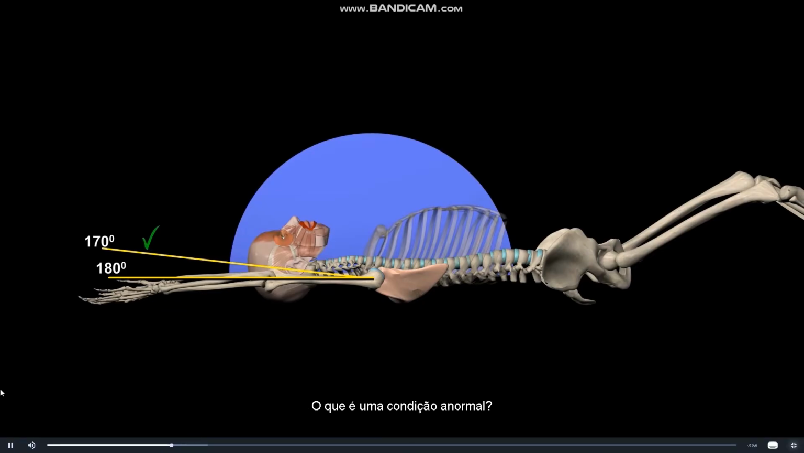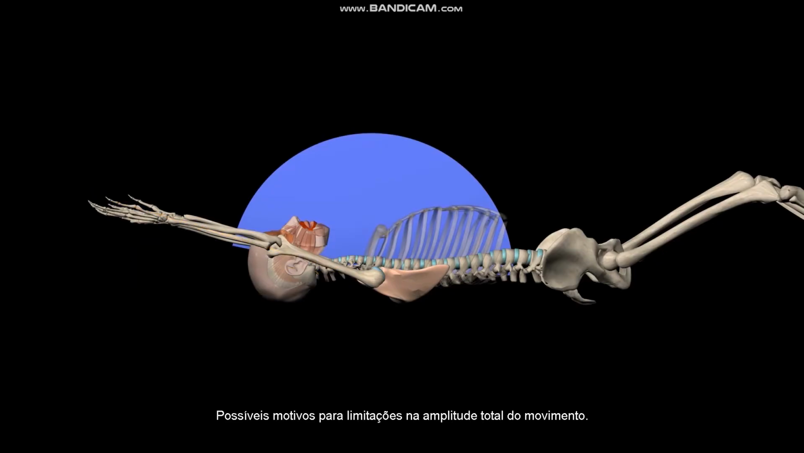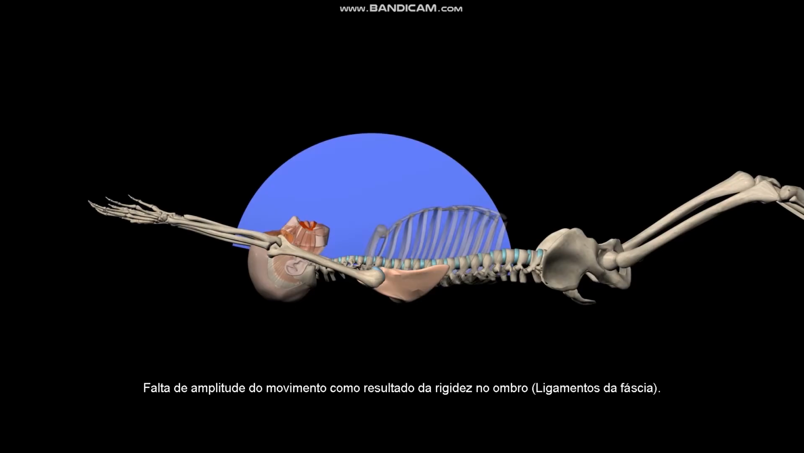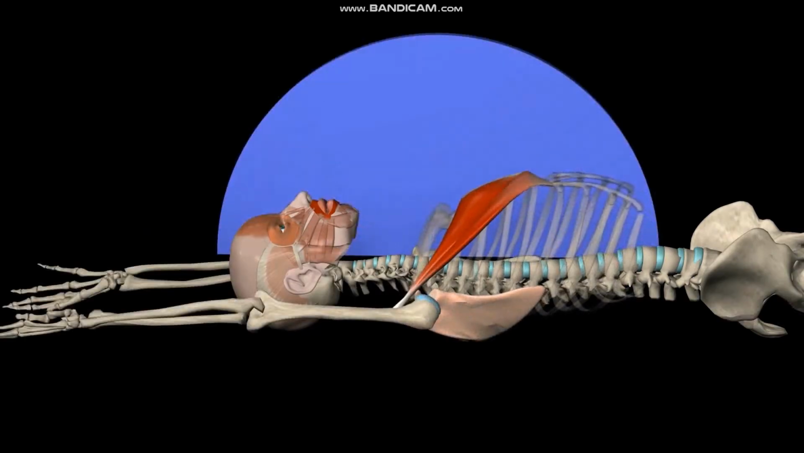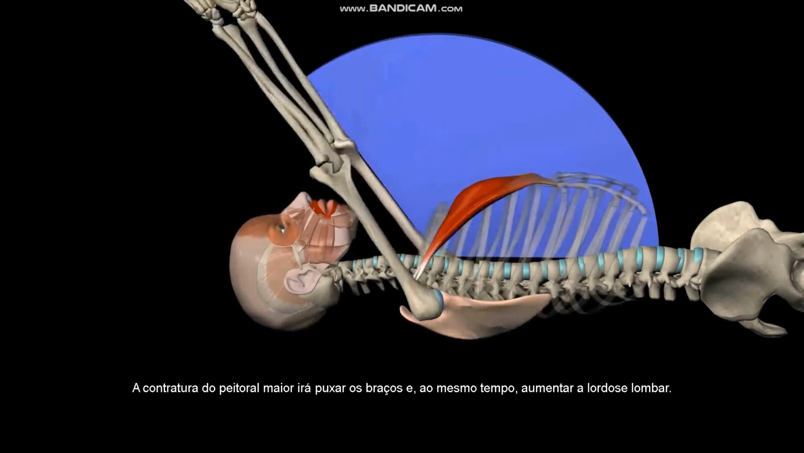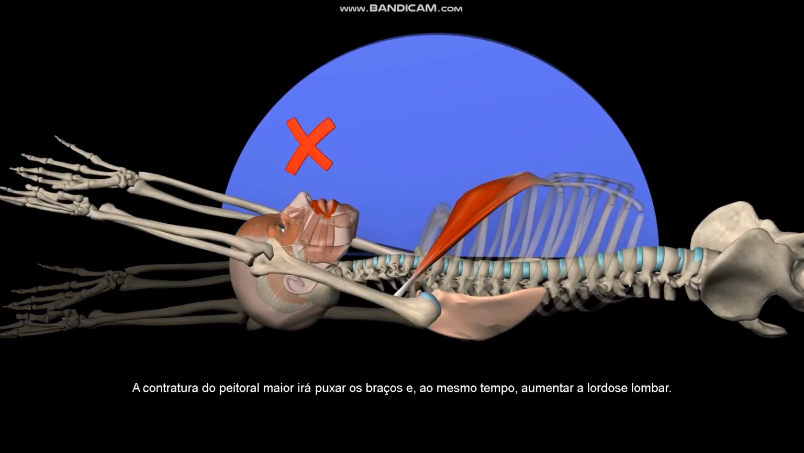What is non-normal condition? Angle smaller than 170 to 180 degrees. Possible reasons for limitations in the full range of motion: lack of range of movement as a result of rigidity in the shoulder, ligaments, fascia. Shortening of the pectoralis major will pull the arms and at the same time increase lumbar lordosis.